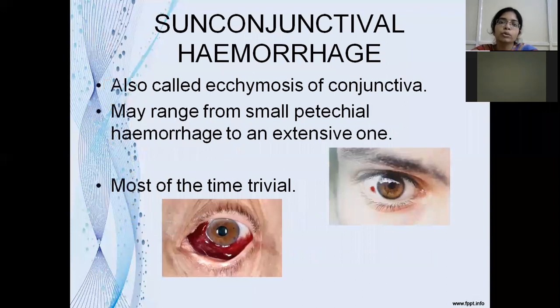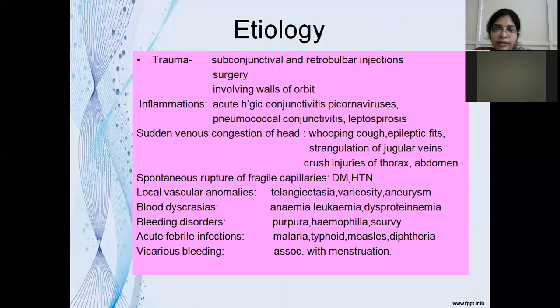Now, we'll do a very random topic known as subconjunctival hemorrhage, also known as ecchymosis of conjunctiva. So as you can see in the picture, it can range from a very small petechial hemorrhage to an extensive one. Most of the time, it is a cause of concern for the patient, but not so much for the ophthalmologist. Most of the time, it is trivial and there is not much to worry about.